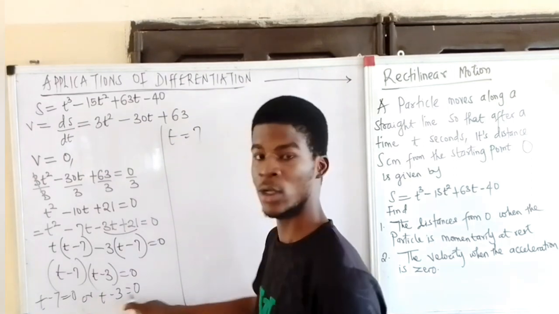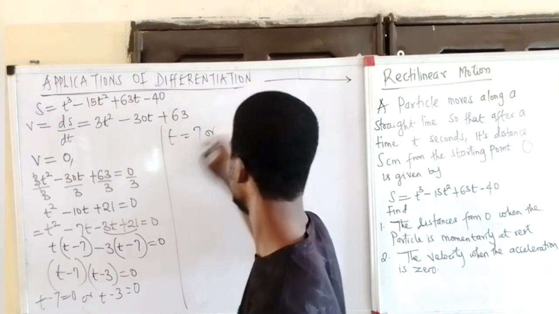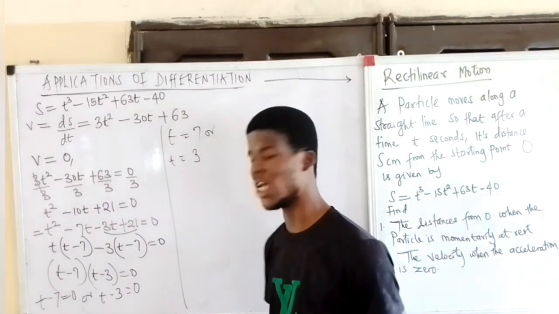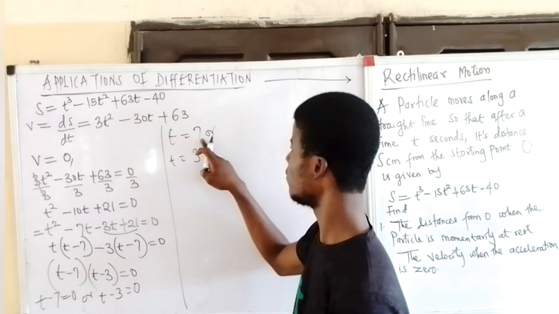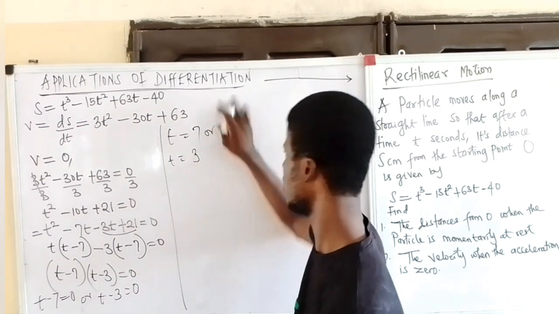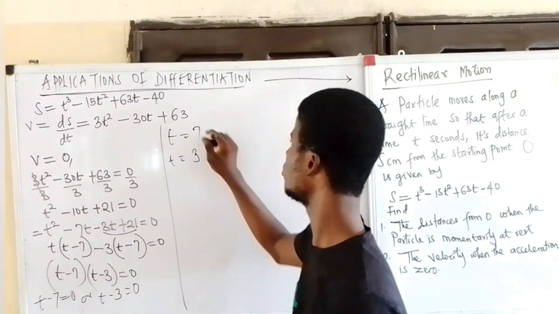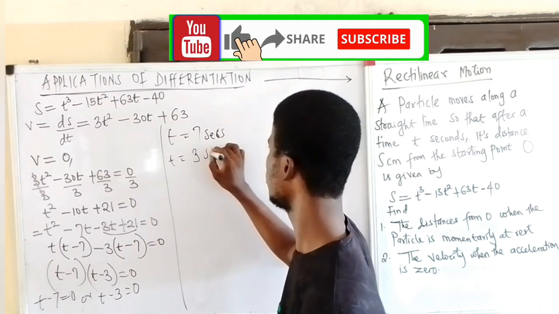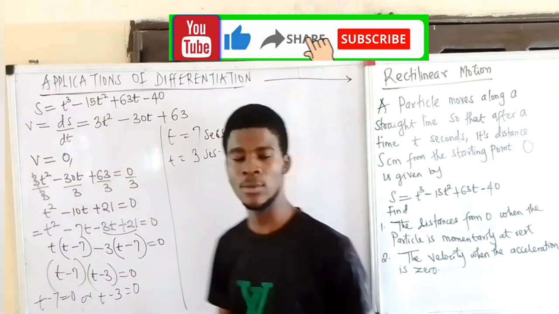Or t is equal to what? 3. So we have two times here: 7 seconds or 3 seconds. So we have t equal to 7 seconds or t equal to 3 seconds.